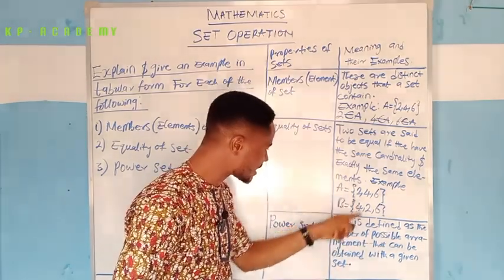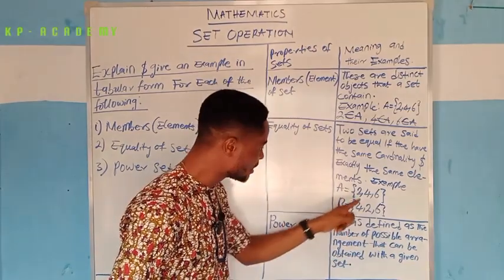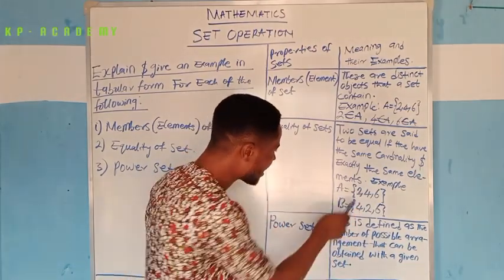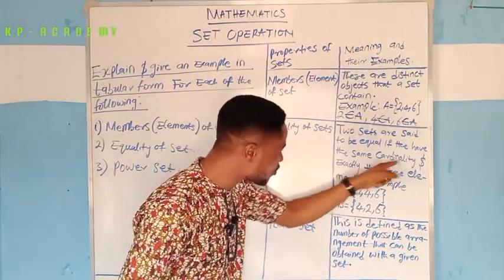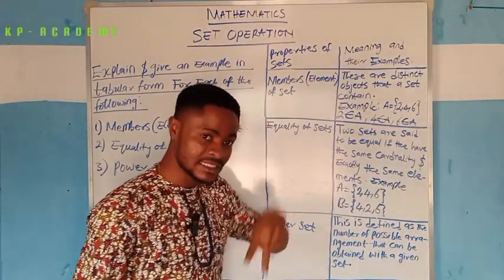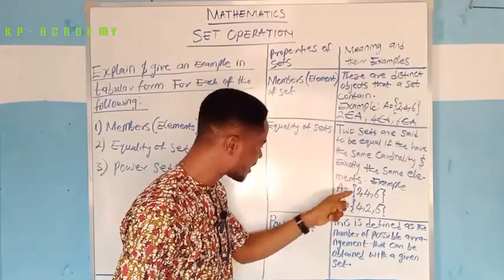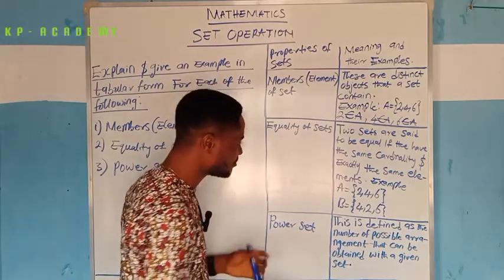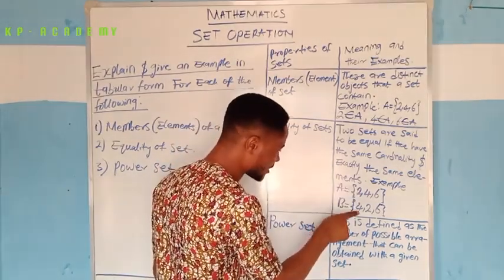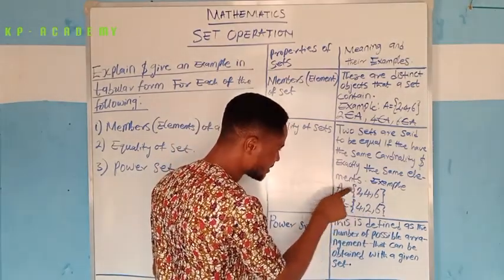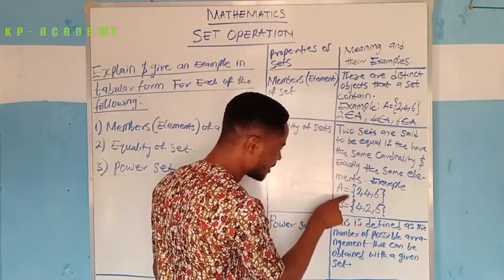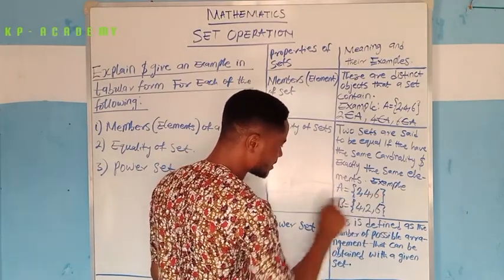Now, these two sets are said to be equal, number one, because they have the same cardinality. That is, they have the same number of elements. That is what we mean by cardinality. And the second criterion is that they have exactly the same elements, meaning that in set A there is 2 and there is also 2 in set B. In set A there is 4 and there is 4 in set B. In set A there is 6 and also there is 6 in set B.